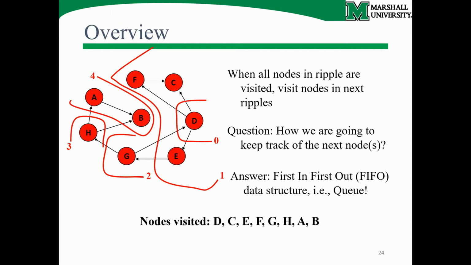Now the question is how we are going to keep track of the nodes that are one path length distant, two path length distant, and so on. The answer is we will use the first in first out data structure called a queue.